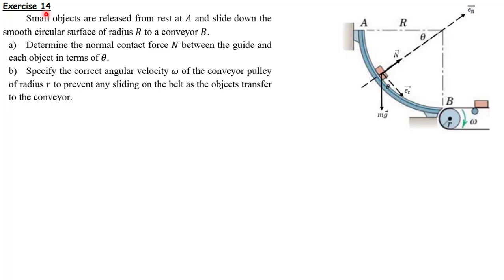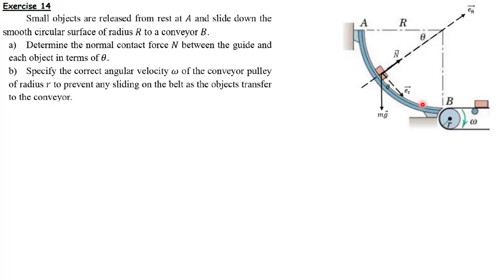Exercise 14. Small objects are released from rest at A and slide down the smooth circular surface of radius R to a conveyor B. So we have objects that are released from rest at A, so V at point A is equal to 0. These objects will slide down this smooth circular surface. When we say a smooth surface, this means that we don't have any friction force.